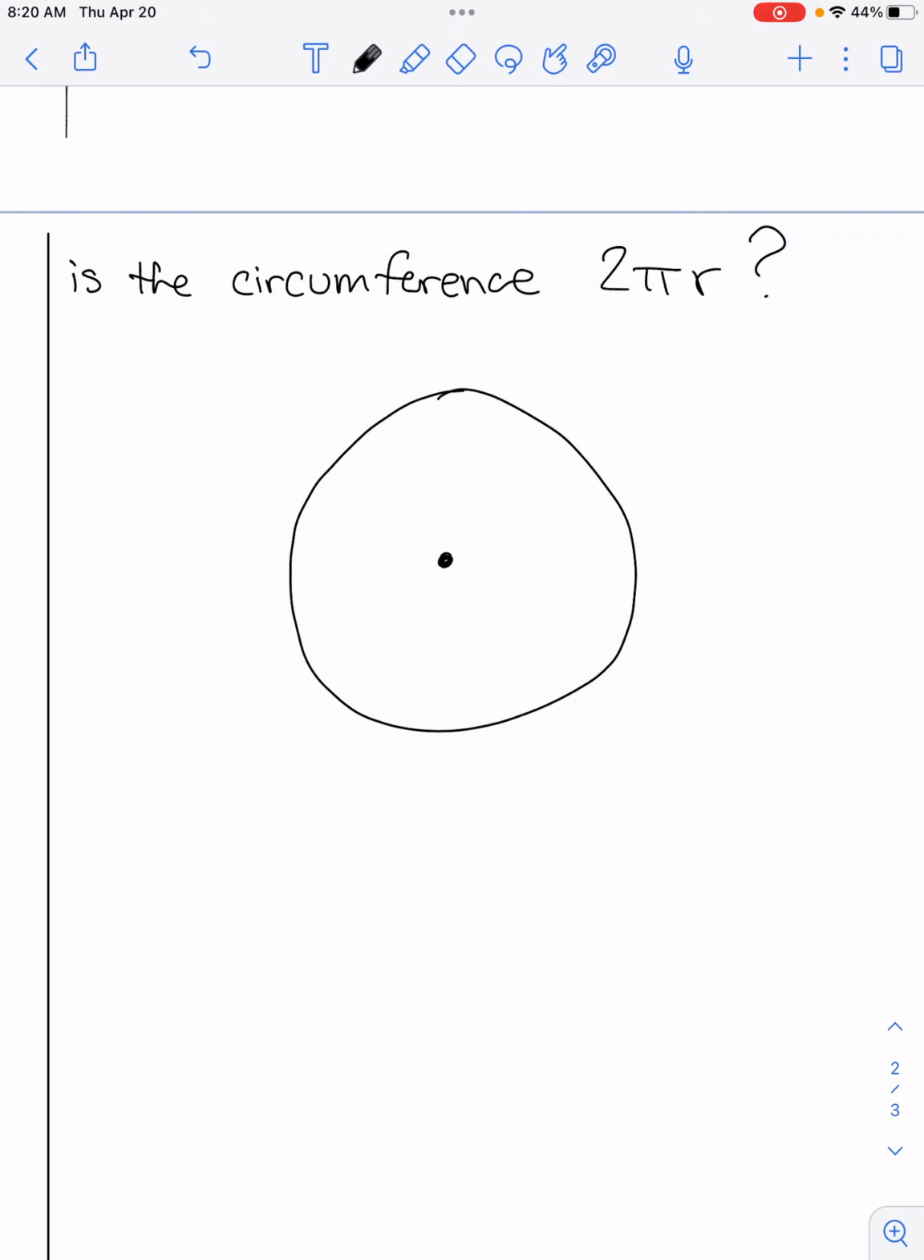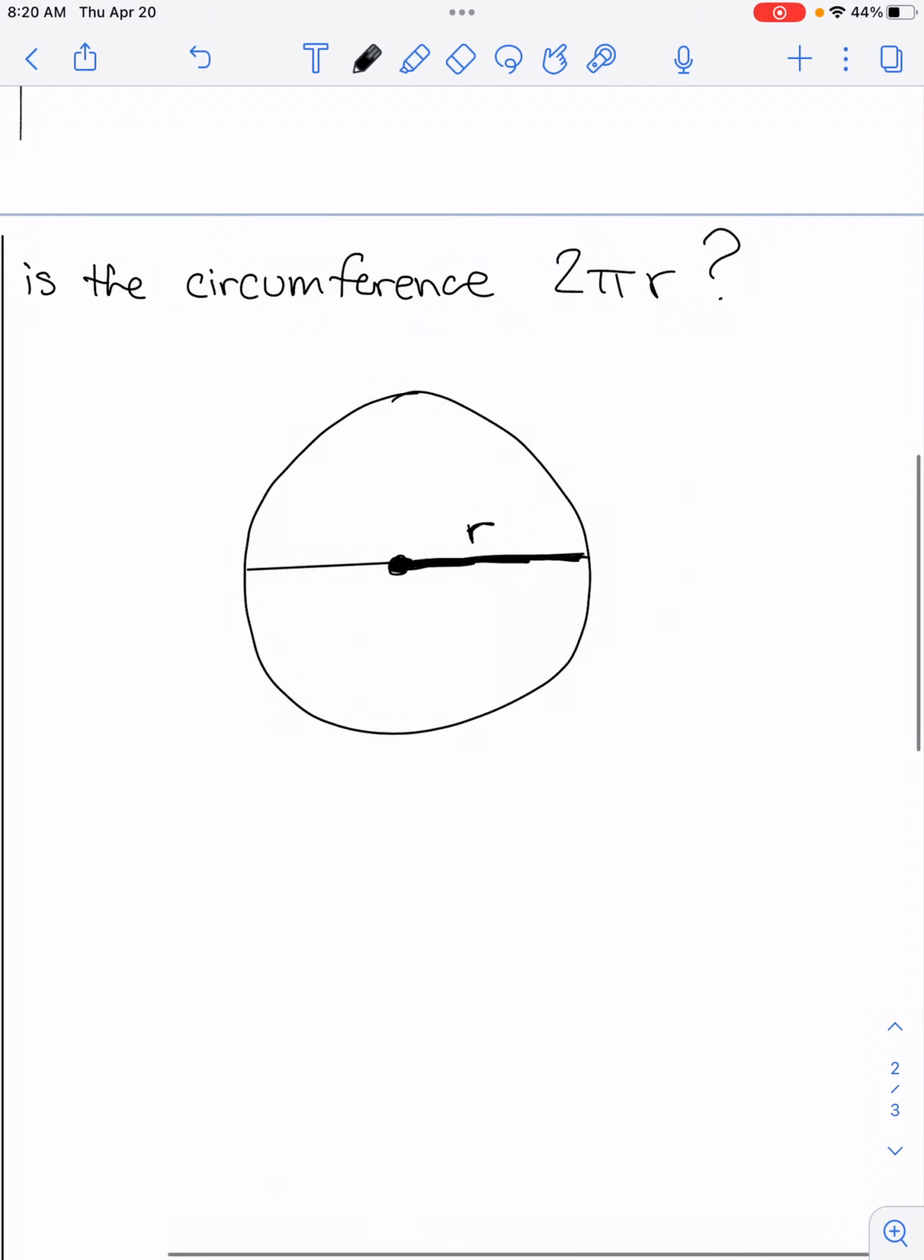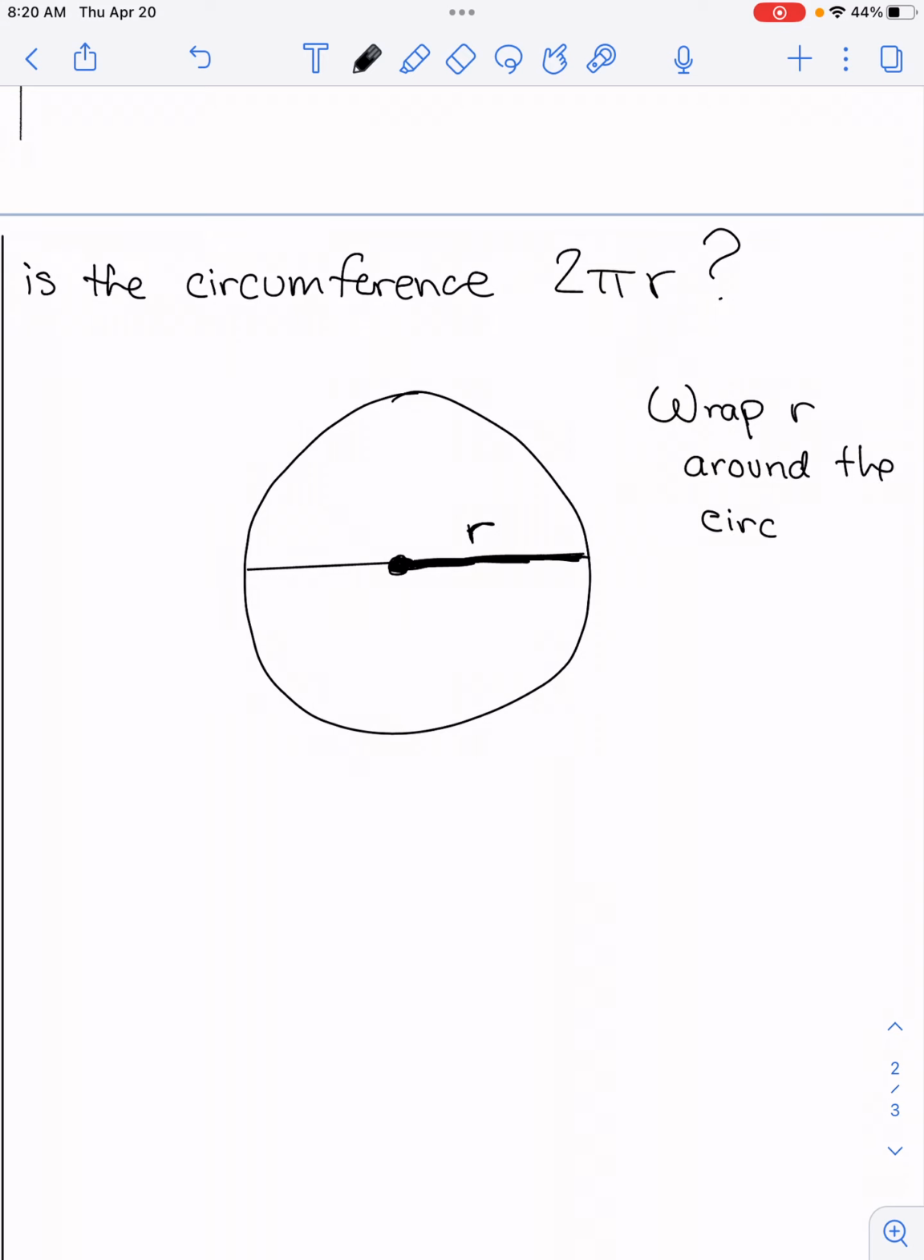What I'd like for you to do with this circle is draw a flat line that goes through the center. Kind of looks like a Pokeball. And we're just gonna call this r. I'd like for you to really highlight this right side from the center to the edge, this radius here. And what we're going to do is wrap r around the circle. And there's gonna be something that we notice.